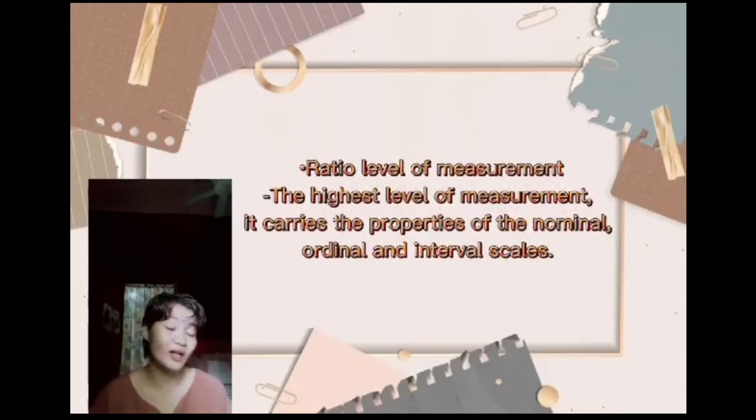The last one is the ratio level of measurement. The highest level of measurement. It carries the properties of the nominal, ordinal, and interval scales. For example, achievement in a performance test in physical education measured by the number of push-ups one can do in a minute, or distance run in an hour, or in a typing class where you count the words typed in a minute.